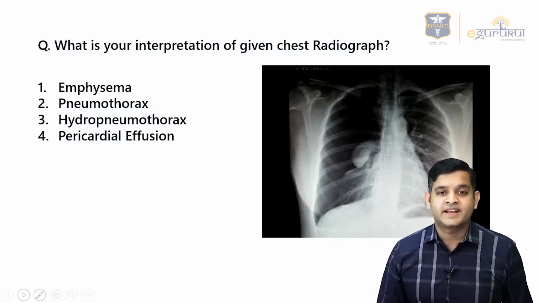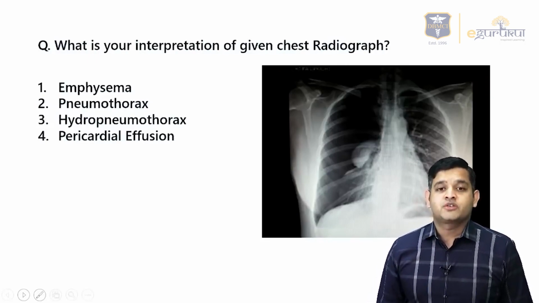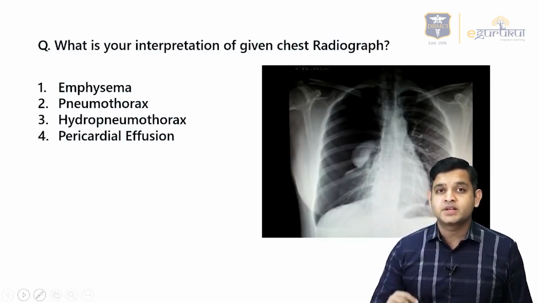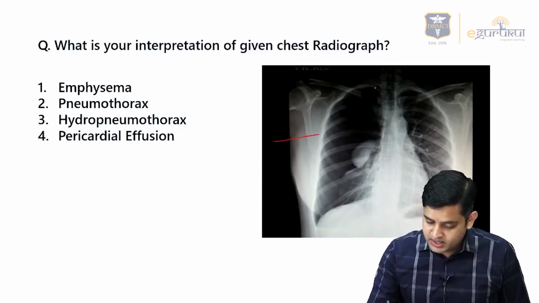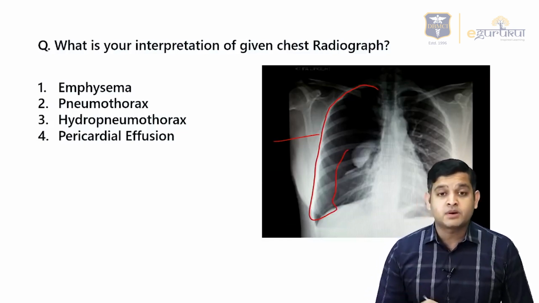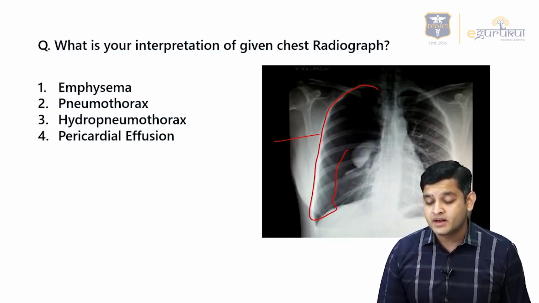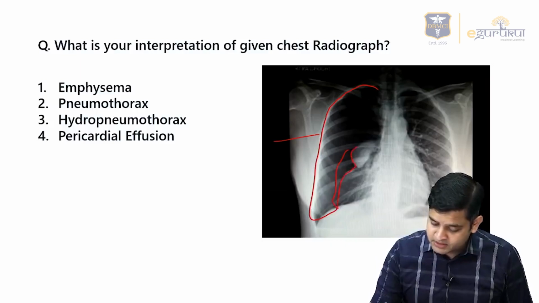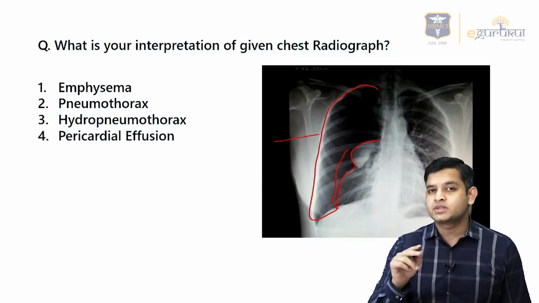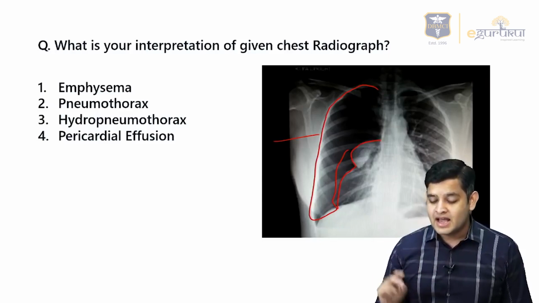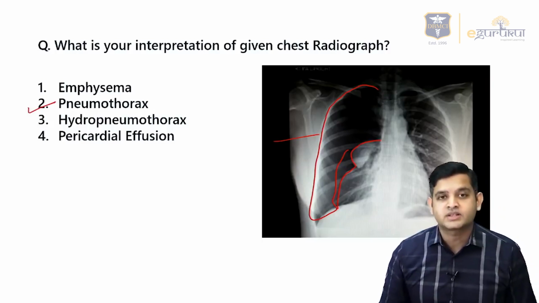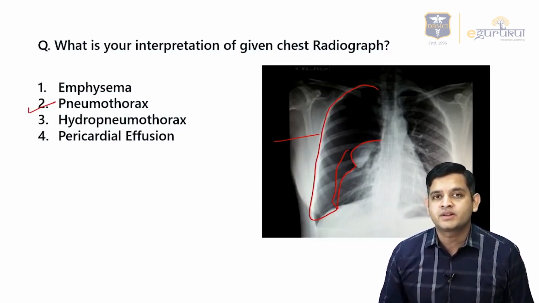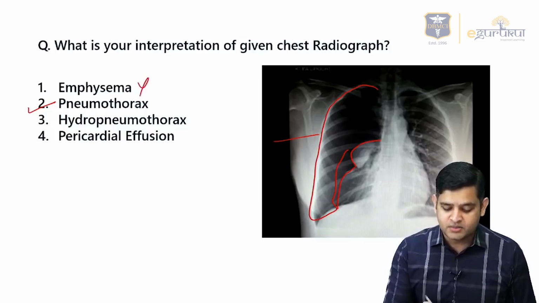Okay. Next. What is the interpretation of the given chest radiograph? Very, very simple image. We all know that this image has to be there in the exam. What you see? Area of hyperlucency devoid of vascular marking and separated from the normal lung by a visceral pleural line. You are definitely dealing with a case of pneumothorax. Again, unilateral cannot be emphysema.